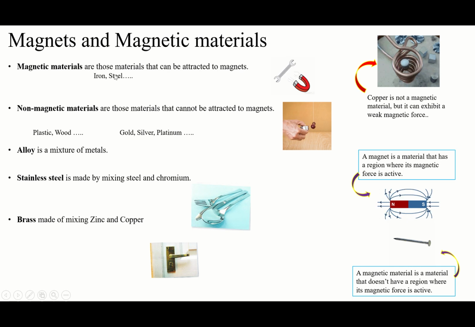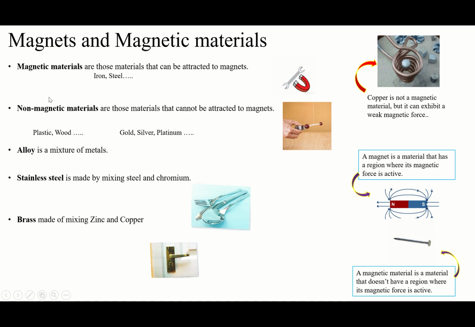We have some examples like steel, like iron, and many other things. They are examples of magnetic material. It means if you bring a magnet close to iron, it's going to pull the iron. If you bring the magnet close to steel, it's going to pull the steel. So if any material is pulled by a magnet, we call it a magnetic material.